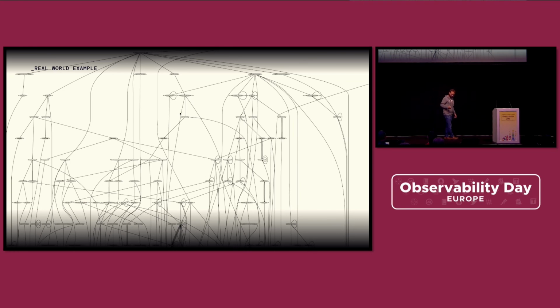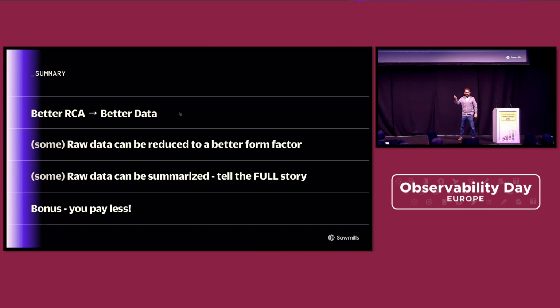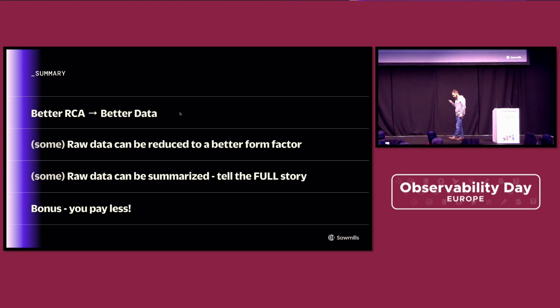I think we're reaching the end. Just to summarize, if you want to do better RCA, you need better data. To have better data, you need some hygiene. You need to clean the mess and get rid of it. You also need to transform some of the form factor to a better one. That could be aggregation, turning it into metrics, but it also means sampling some of it. The interesting piece, I think, is that you could summarize a transaction and get the full story from disconnected log lines.